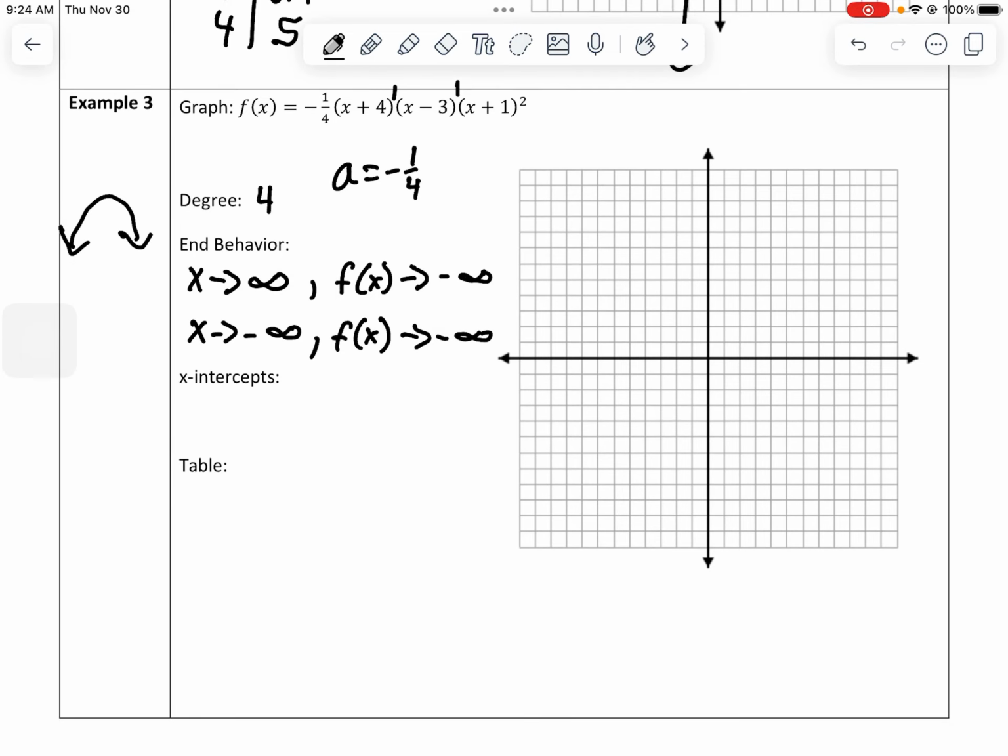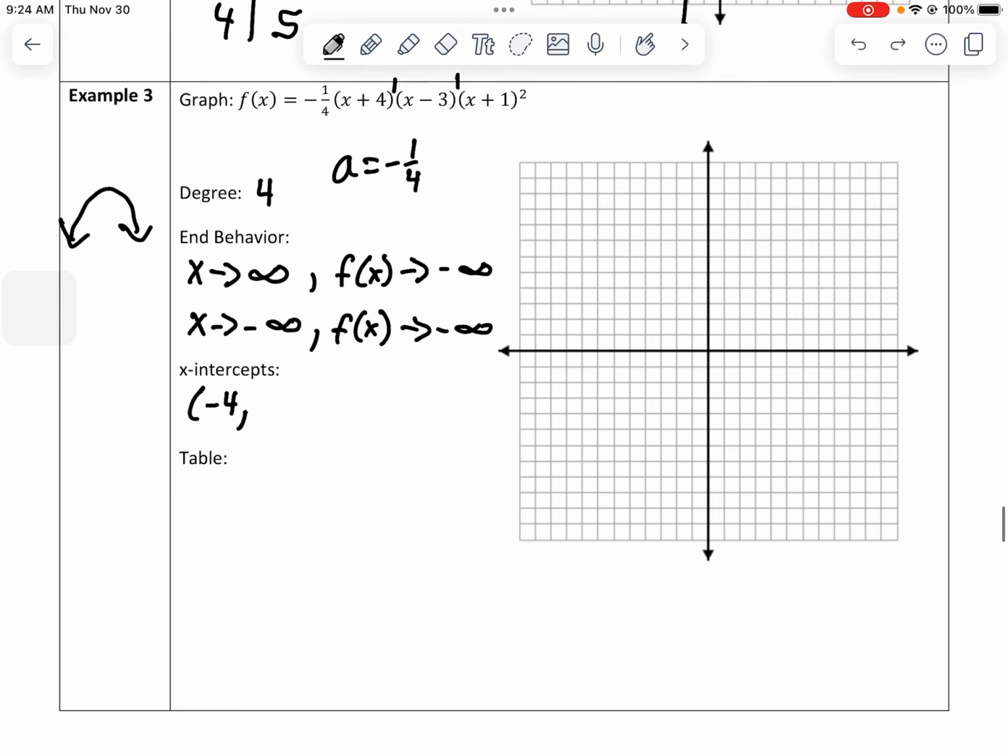And then our x-intercepts, this time we have 3. We have -4, 3, and -1. So -4, 0, 3, 0, and -1, 0. Okay, so 1, 2, 3, 4 right here, 3, 0 right there, and -1, 0 right here.